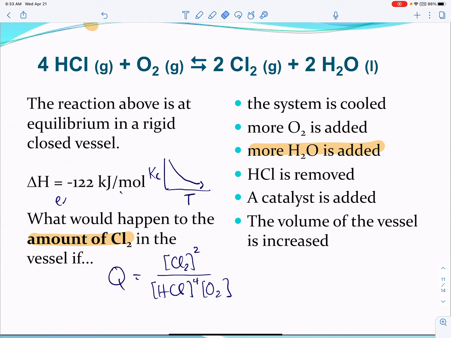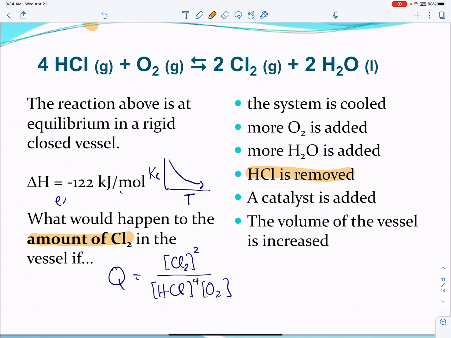Adding more water has no effect on Kc because it's not changing the temperature, Kc doesn't change. So because Q didn't change and Kc didn't change, Q is still equal to Kc. Q is equal to Kc, and therefore no shift occurs, and nothing will happen to the amount of chlorine. No shift because Q is still equal to K, and chlorine stays the same. All right, the next stress says we're going to remove some HCl.